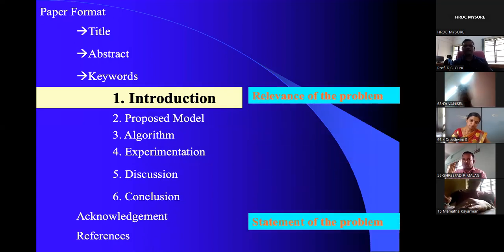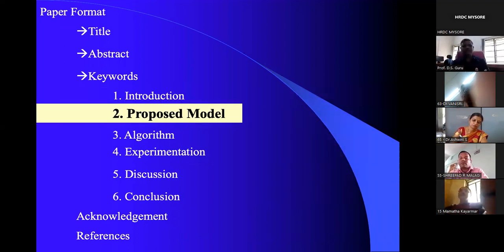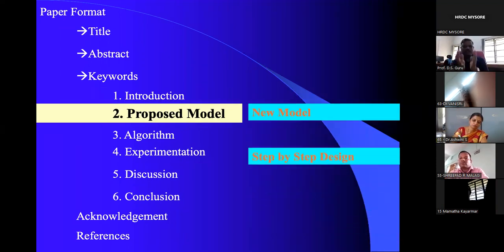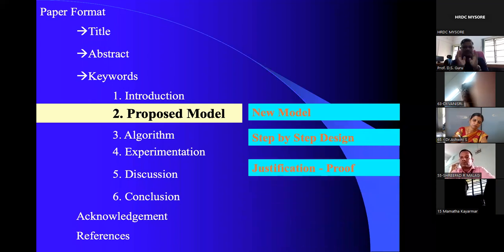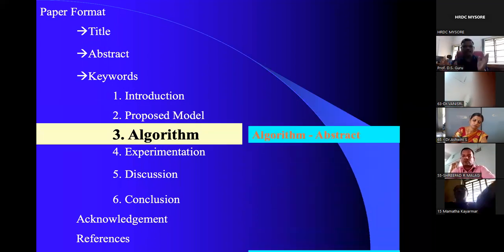that you tackled, what is the relevance of the topic, the statement of the topic, the objective that you accomplished, etc., and a review of the state of the art, the literature survey. You present everything and call it the introduction. Then the proposed one, something which is yours, a new model, step-by-step design. How did you solve it? Justification, proof, etc. And if you have some case study, present it in the form of an algorithm.